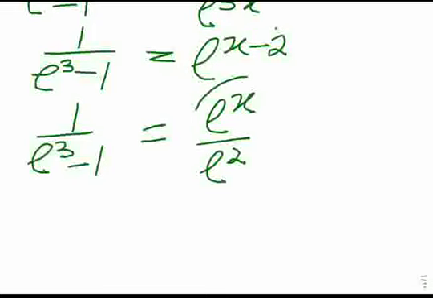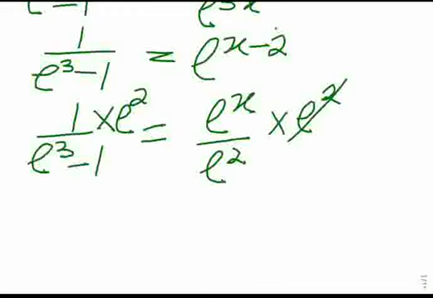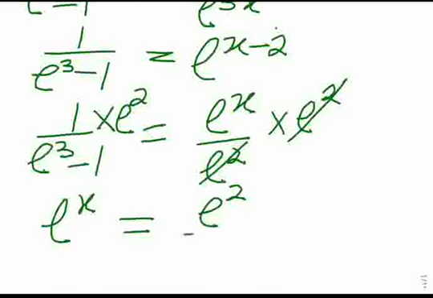We are solving for x. What do we do next? Let me cross this away from here. In that case, I will do what? Multiply both sides by e^2. So that is off. So my e^x is e^2 over e^3 minus 1.